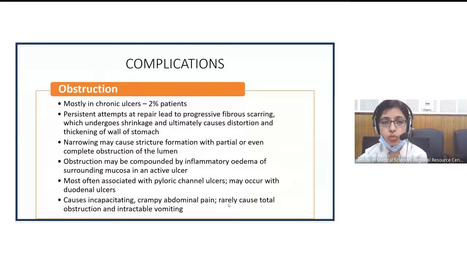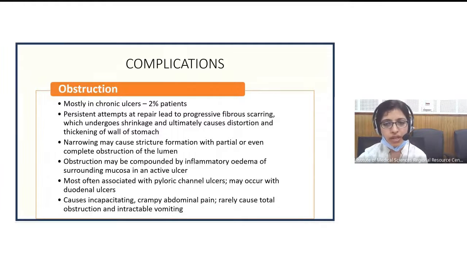Obstruction is seen in 2% of the patients. So persistent attempts at repair lead to progressive fibrous scarring, which undergoes shrinkage and ultimately causes distortion and thickening of the wall. So as the process of fibrosis keeps continuing, the wall keeps shrinking and the lumen keeps narrowing, and at one point of time it's narrowed to such an extent that there is almost a stricture formation, and there is partial or complete obstruction of the lumen, and then the luminal contents cannot pass beyond that constriction. This is what is called obstruction.